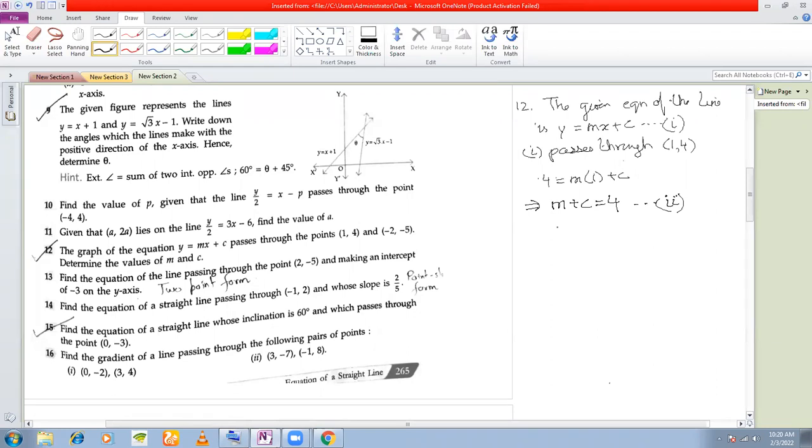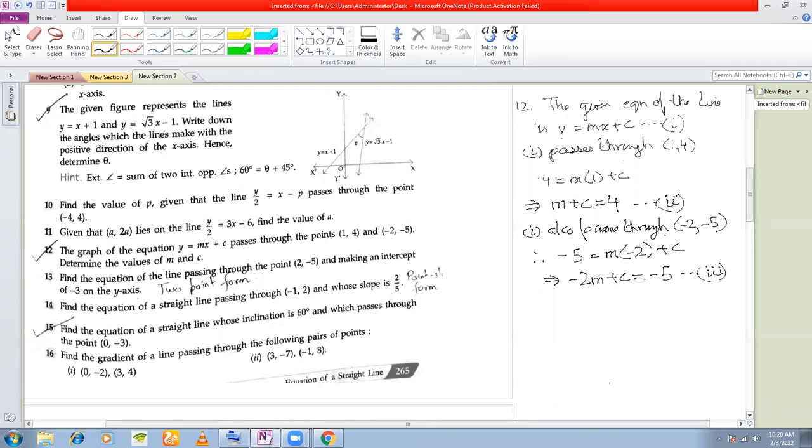Now, what is the other point given? (-2, -5). So 1 also passes through (-2, -5). Replace y by -5 and replace x by -2. So you get here -2m plus c is equal to -5. And call this 3. Now 2 and 3 are there, right?